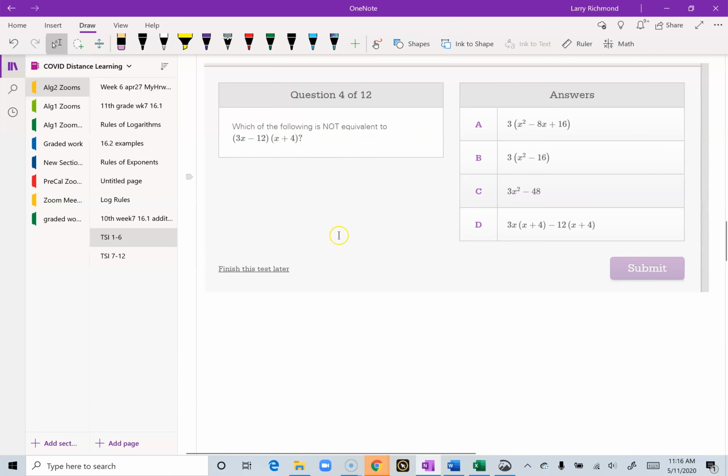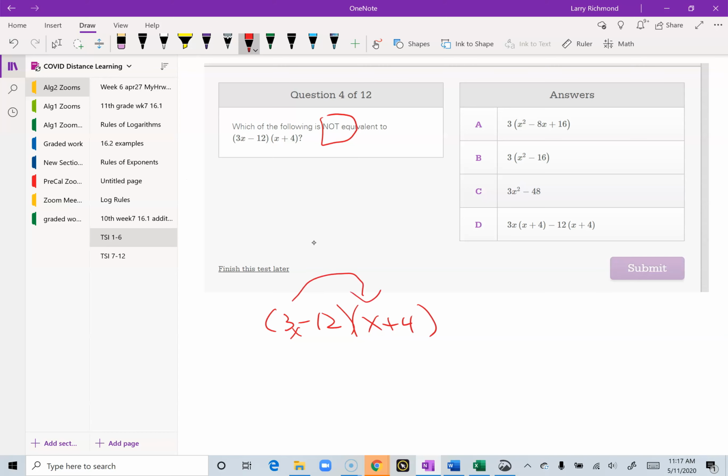Number 4. Which of the following is not equivalent? We're looking for not an equivalent statement. Well, we could distribute each one of these and see. Distributing 3x minus 12 over the parentheses x plus 4, we'll multiply 3x times both, and then 12 times both.